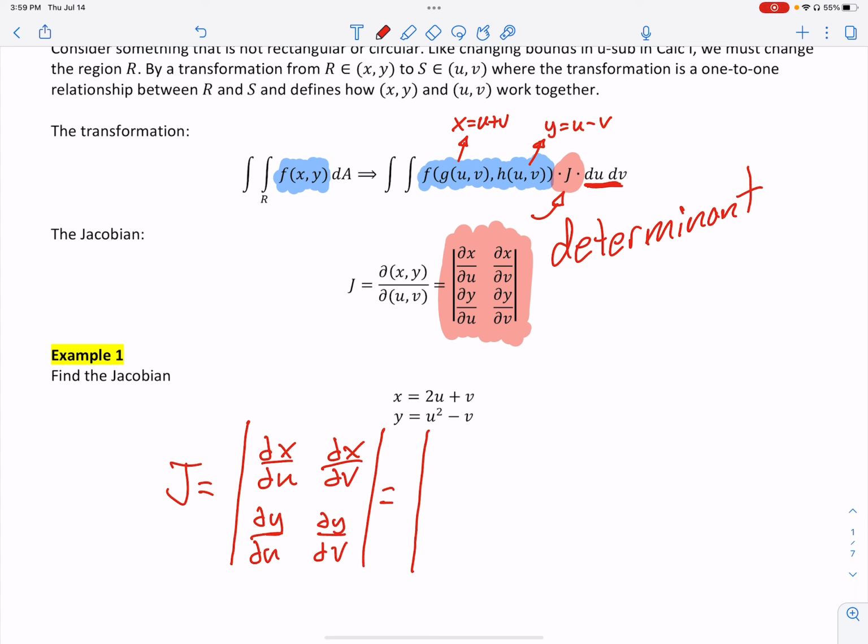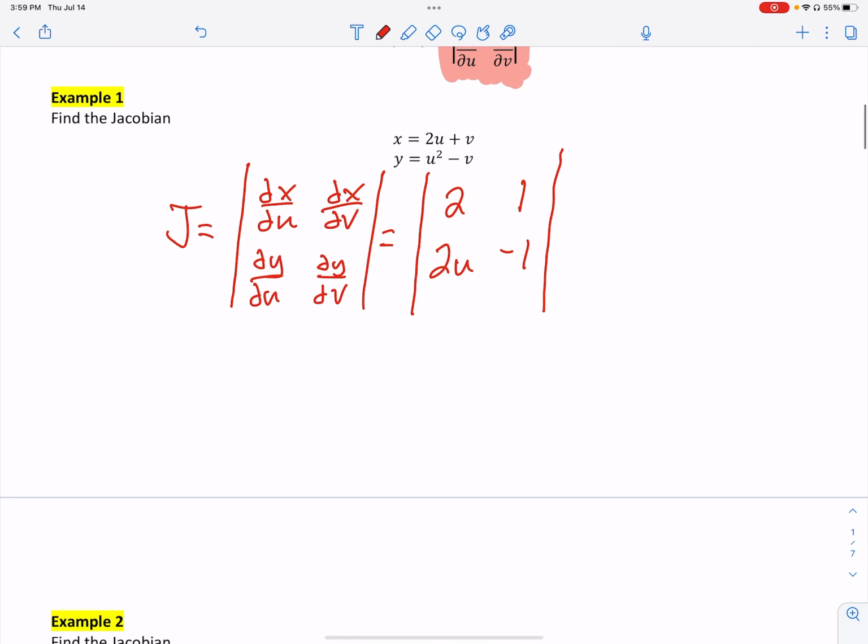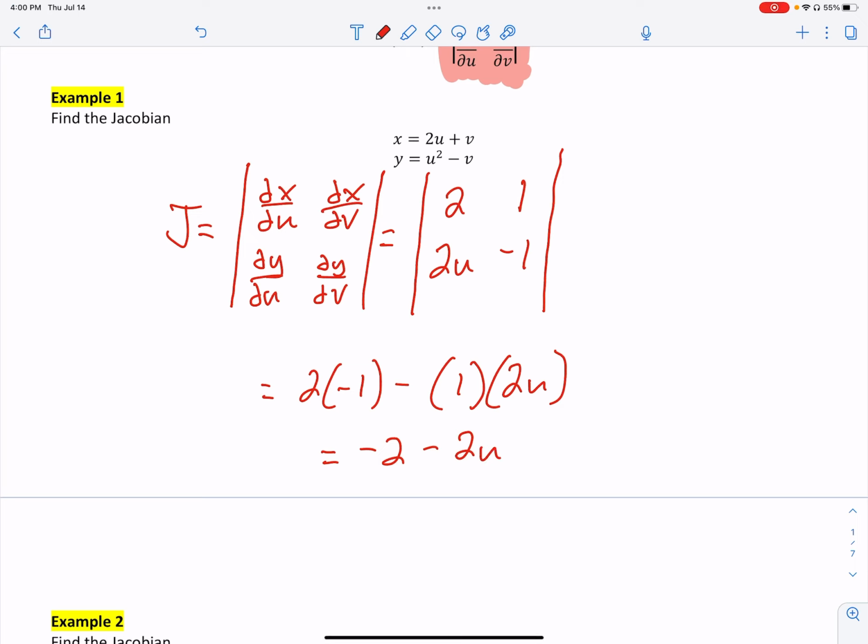All right, so the partial of x with respect to u is 2. The partial of x with respect to v is 1. Y with u is 2u. Y with v is minus 1. And then we find our Jacobian. Right, so it's 2 times negative 1 minus 1 times 2u, which is going to give me a negative 2 minus 2u. That is a great answer.